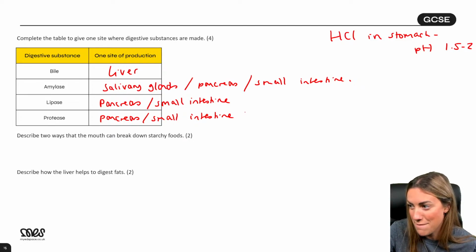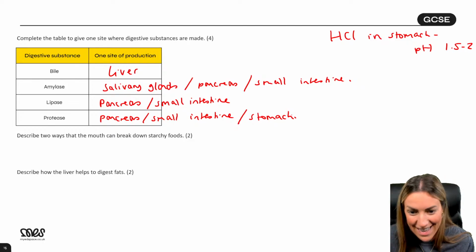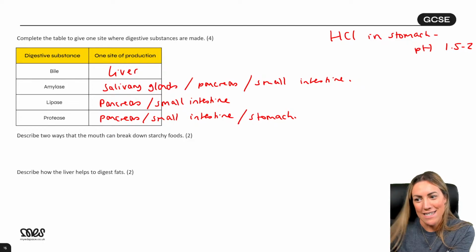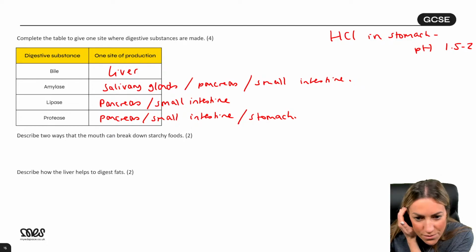Yeah, I keep missing, there's so many options that I've missed off stomach for protease. Yeah. Right, describe 2 ways that the mouth can break down starchy foods.